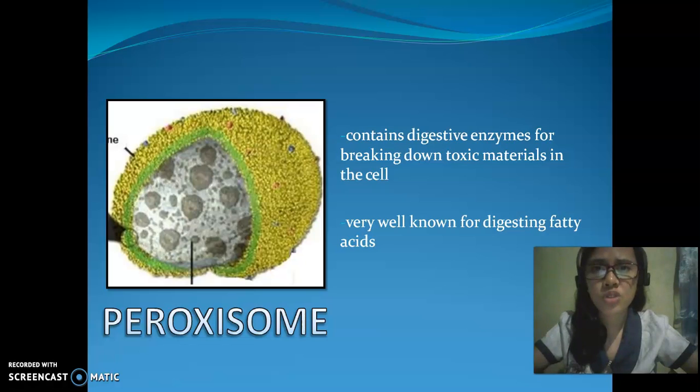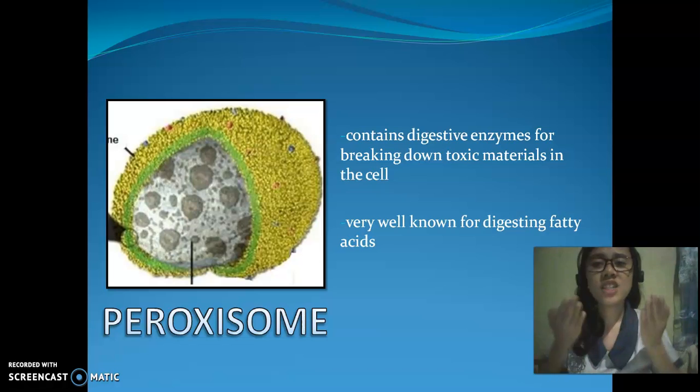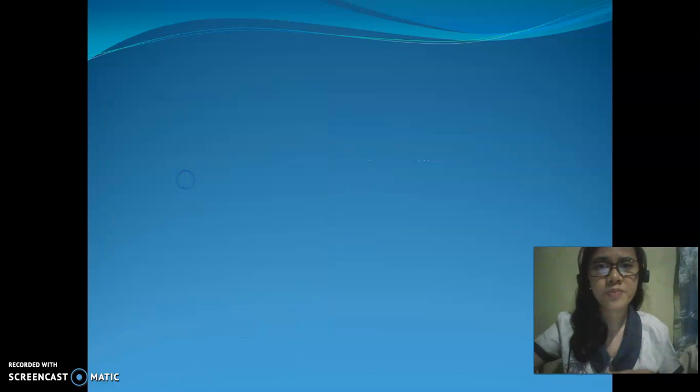Peroxisomes hold on to enzymes that require oxygen. Peroxisomes absorb nutrients that the cell has acquired. They are very well known for digesting fatty acids. They also play a part in the way organisms digest alcohol. The similarity between the lysosome and the peroxisome is that they use enzymes for the degradation and breaking down of chemical components.